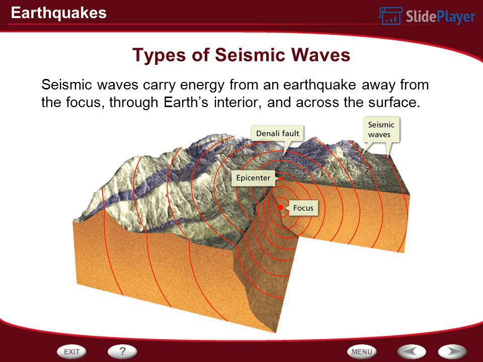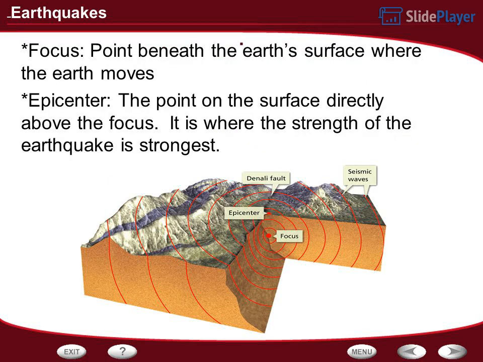Types of seismic waves. Seismic waves carry energy from an earthquake away from the focus, through the Earth's interior, and across the surface. Focus, point beneath the Earth's surface where the Earth moves. Epicenter, the point on the surface directly above the focus. It is where the strength of the earthquake is strongest.